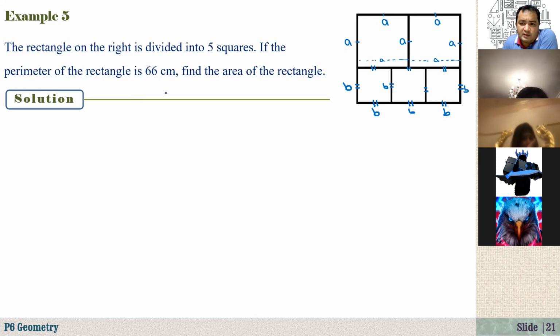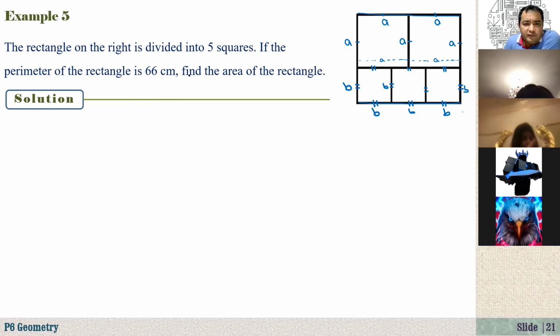Find the area of the rectangle. So what is the area of a rectangle? One side length multiplied by width, right? To do this one, we need to know what is length and what is width. So now from here, as you see, this side is 2a, a plus a, which is equal to b plus b plus b. That is 3b, right? So 2a is equal to 3b.